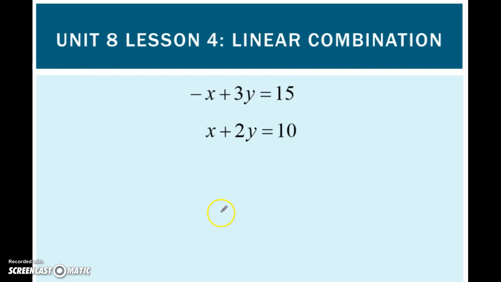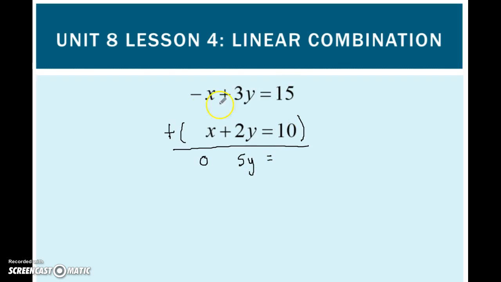So let's look at another example. When you're working with linear combination, you're always trying to find the terms that cancel each other out, or where their coefficient is the same. When I look at this one, it's a minus x and a plus x. These are the ones that when I add are going to cancel out, because over here, a 3 and a 2, they're not the same number. So I can add these two equations because they're opposites. A negative x plus x, they cancel each other out. That one equals 0. 3 plus 2 is 5y.